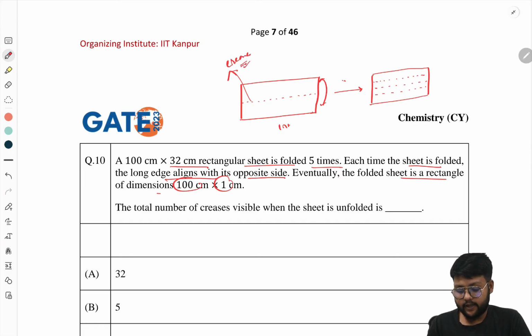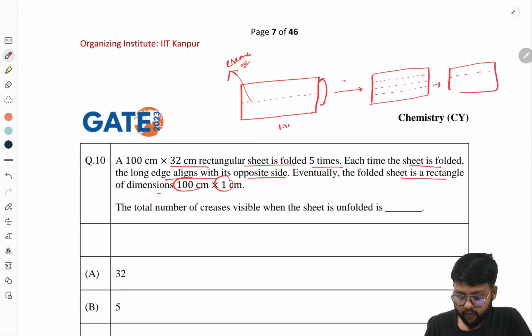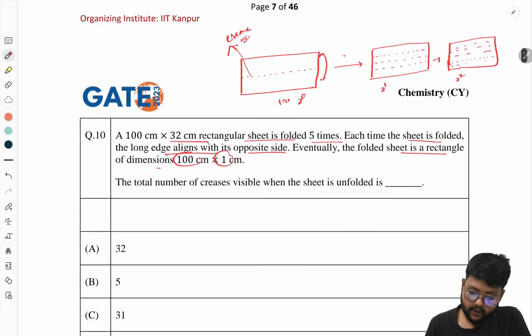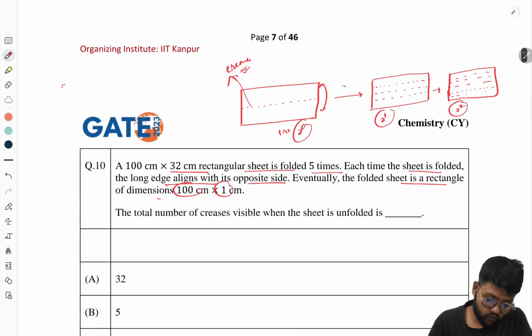In each fold, the second fold adds 2 more, the third fold adds 4 more creases. So in the first case it is 2 to the power 0, which means 1 crease. Then 2 to the power 1, 2 to the power 2, 2 to the power 3 and 2 to the power 4. So these are 2, 4, 8, and in the last case 16.